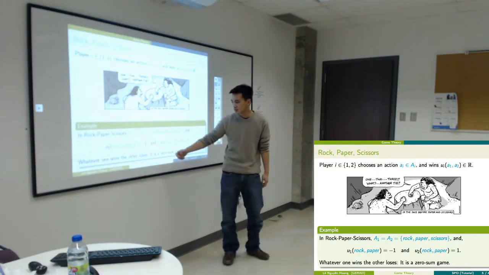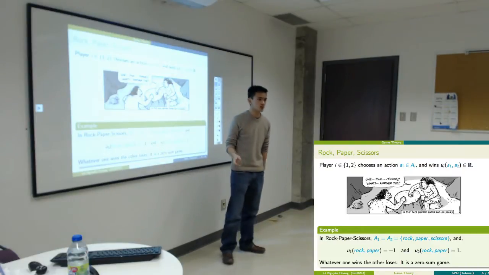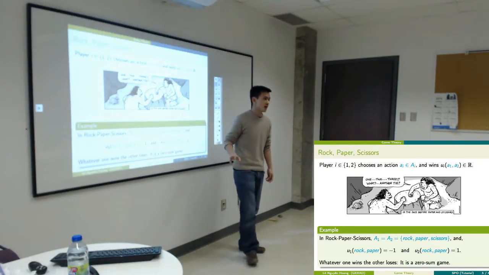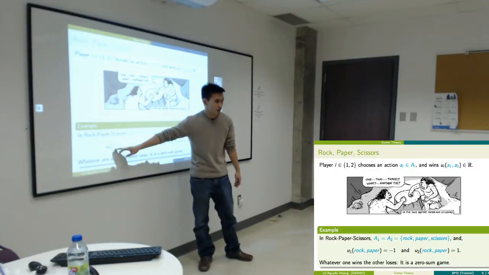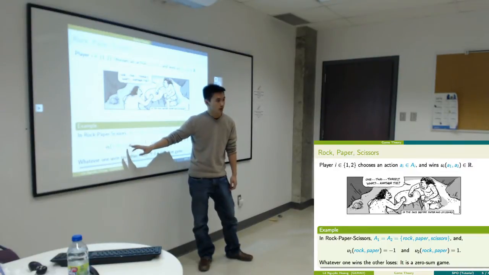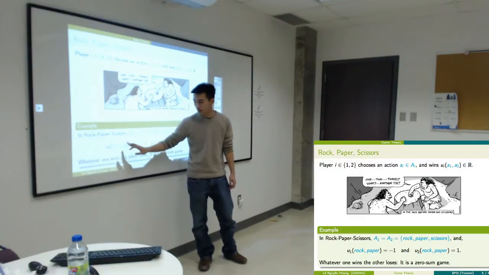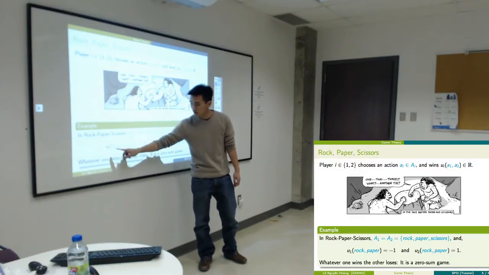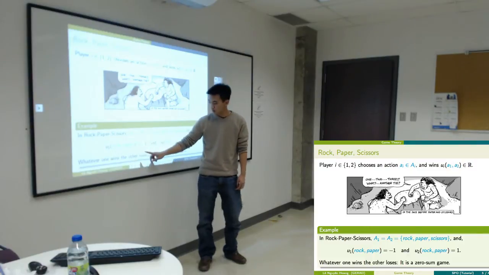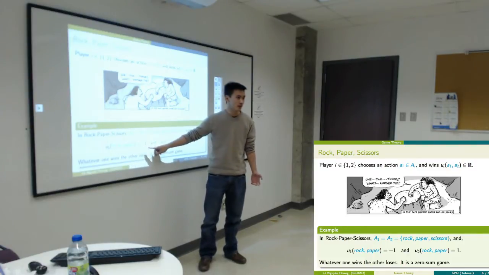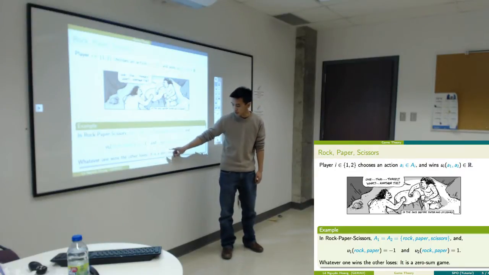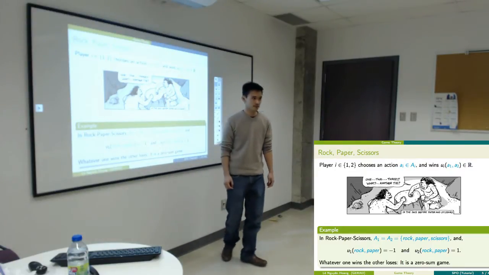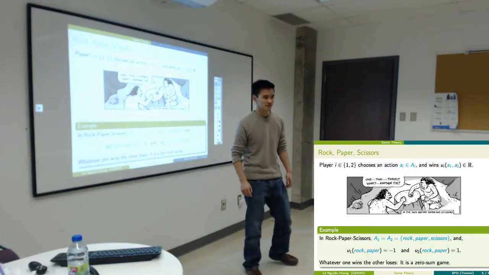In rock, paper, scissors, the set of actions one can choose from is rock, paper, or scissors. And as everybody knows, if player 1 plays rock and player 2 plays paper, paper covers rock, so paper beats rock. So if you're player 1 and you've played rock and player 2 has played paper, you're going to lose. You lose minus 1. And conversely, if player 1 still plays rock and player 2 still plays paper, the payoff of player 2 is 1 because paper covers rock. Okay, any questions so far? Okay.